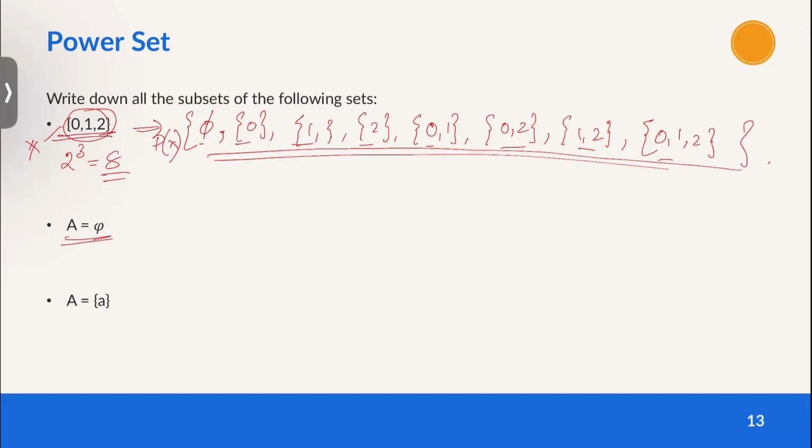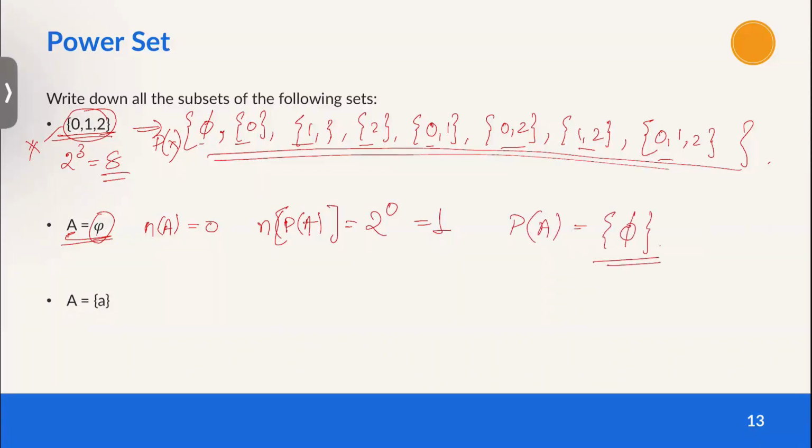Now if we have the empty set phi, if A is empty, the number of elements of A is 0. N of A is 0. So what will be the number of elements in the power set of A? N of P of A will be 2 to the power 0, which is 1. So what will be that element? P of A will have only one element. What is that element? It is the null set.